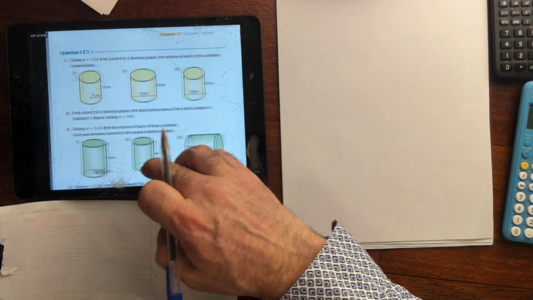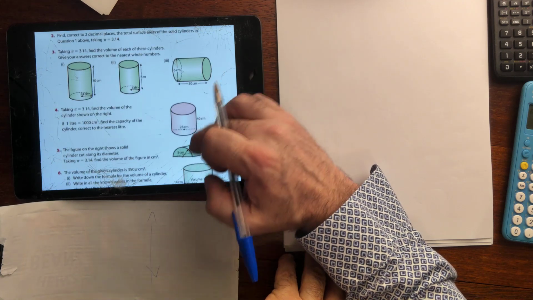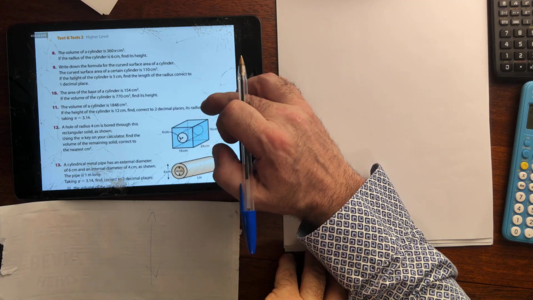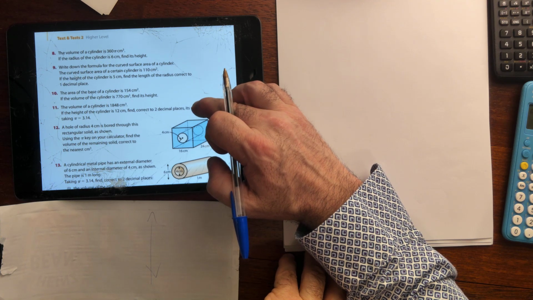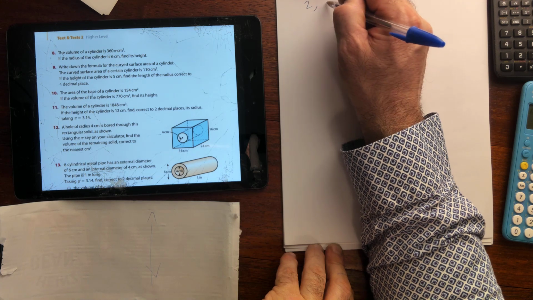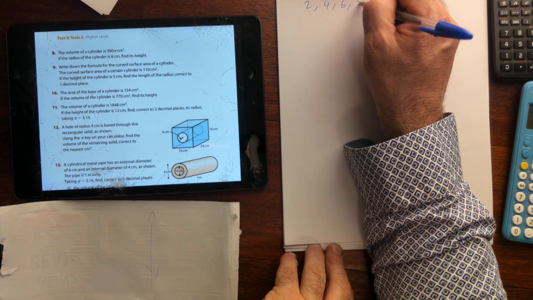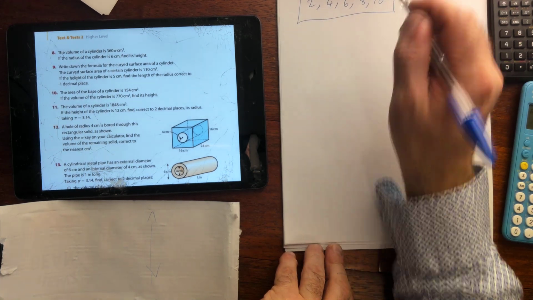So we're going on to the exercises, which I'll do in a separate video. I would be suggesting that I'll give you the even numbers 2, 4, 6, 8, and 10 for homework. We'll see about that later on.